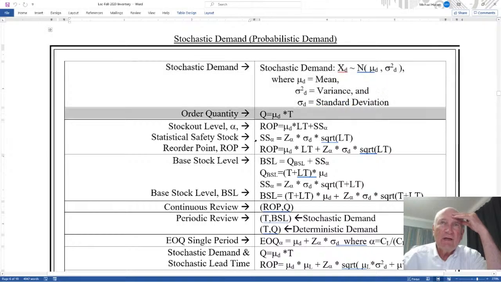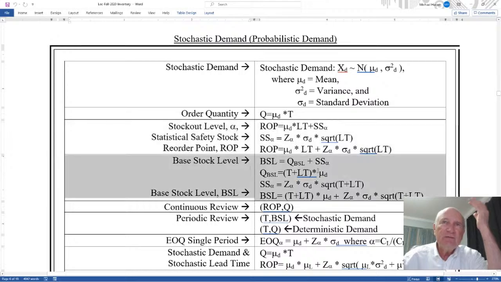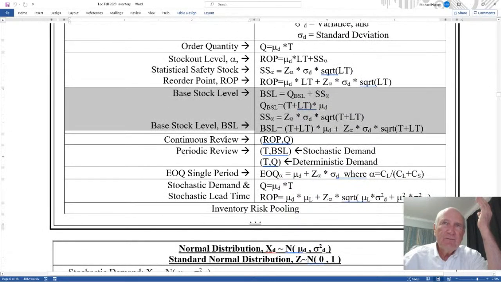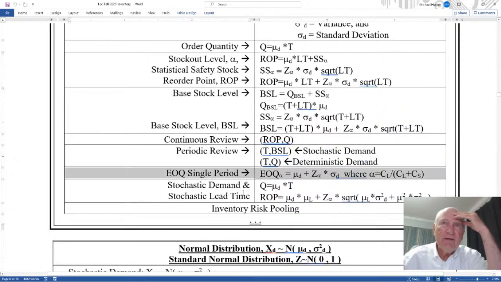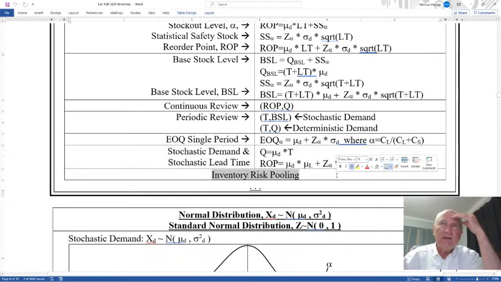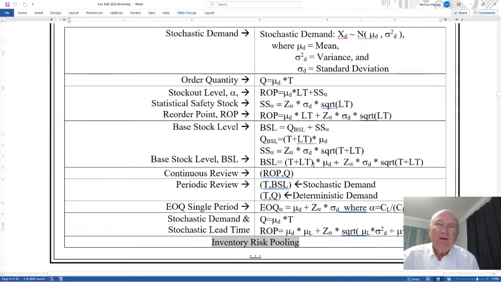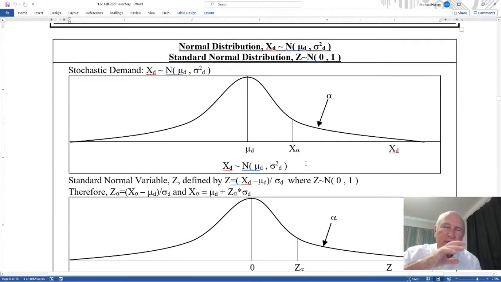This is the order quantity. This right here is the continuous review. This is the periodic review. There's a continuous review, periodic review. This is a single period, and this is stochastic demand, stochastic lead time, inventory risk pooling. So this is a summary. Okay. So down here, let's show you the concepts.